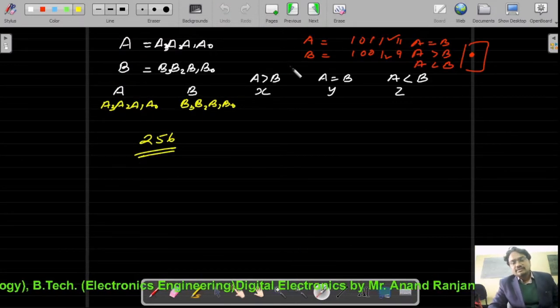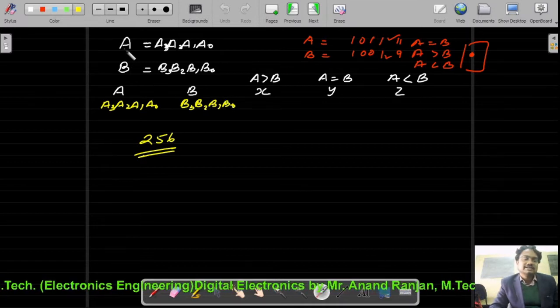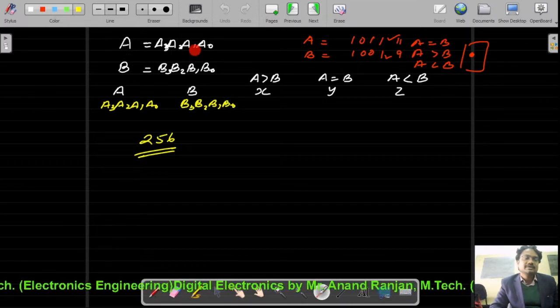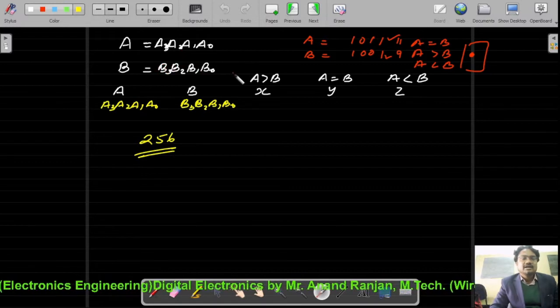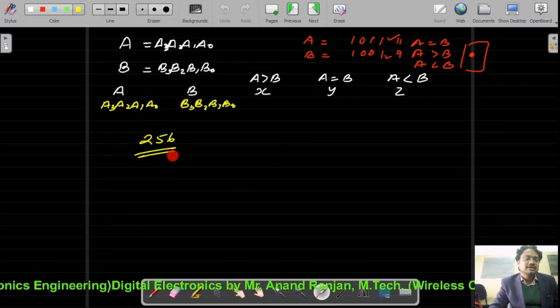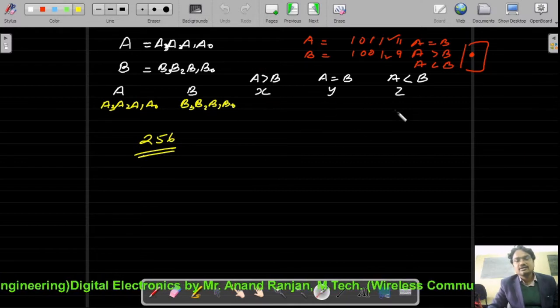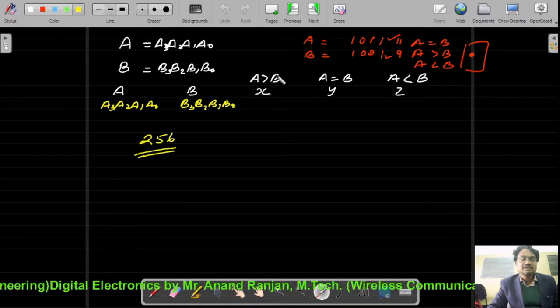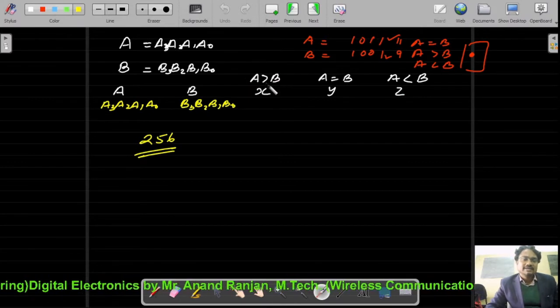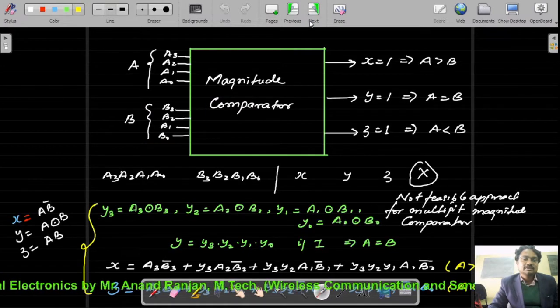Now, because of complications in the multi-bit magnitude comparator, if we take a as a 4-bit number and b again as a 4-bit number, then we have to make 256 comparisons for writing the x column, y column and z column, in which we recognize whether a is greater than b, a is equal to b, or a is less than b. So we have taken this concept in this way.